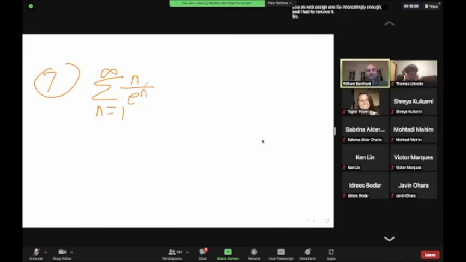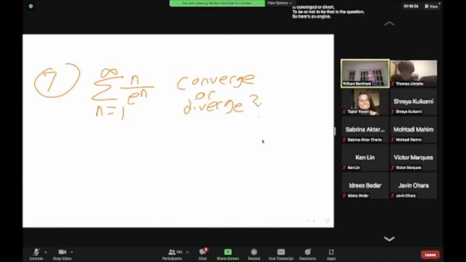So suppose we have the integral from 1 to infinity of n over e to the n. And we go back to our main objective here, which is converge or diverge. To be or not to be, that is the question. So here's an infinite series.